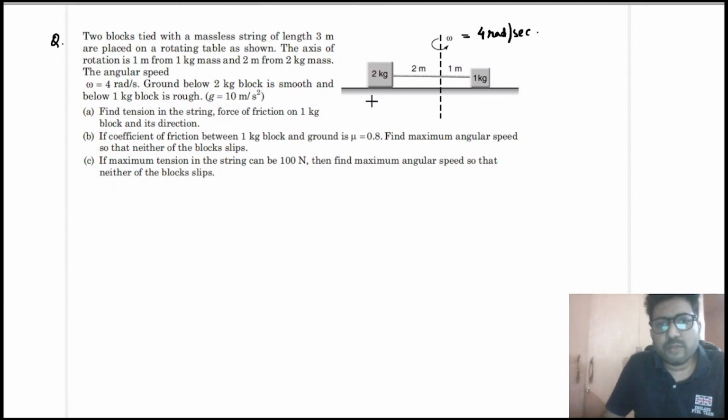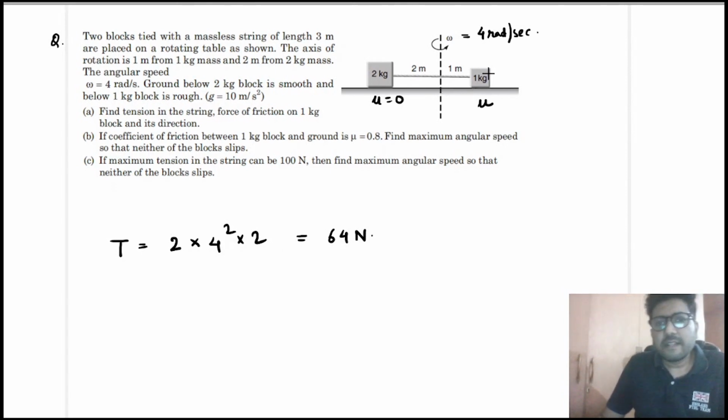The ground below 2 kg block is smooth, that is mu equal to 0. And below 1 kg block there is a friction. The question is, find the tension in the string, the friction force on the 1 kg block and its direction. Because this 2 kg block does not have friction, there is only tension force which is providing the centripetal force. So you will write tension has to be equal to m into omega square, that is 4 square, multiplied by the radius of 2 kg block, 2 meter. So the tension has to be equal to 4 multiplied by 16, that is 64 Newton.